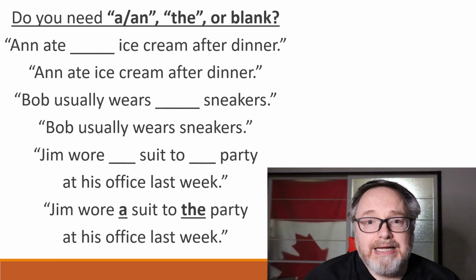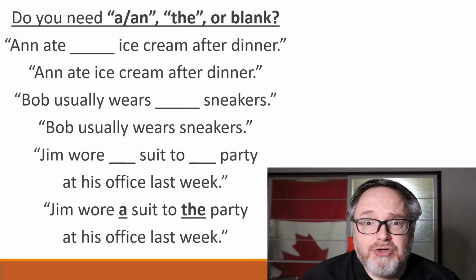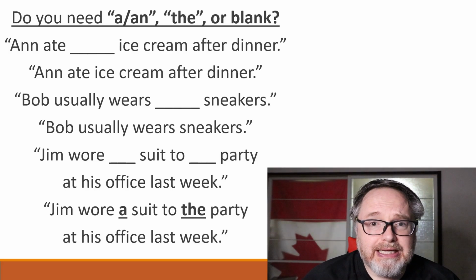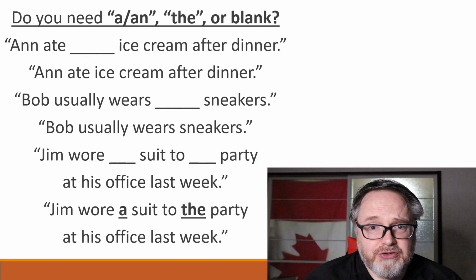Anne ate ice cream after dinner. Ice cream is uncountable. We don't need any articles in this case. The sentence is not specific. We don't need the, and we can't use a or an. Bob usually wears sneakers. This is countable plural, but the sentence is not specific. We don't need the.